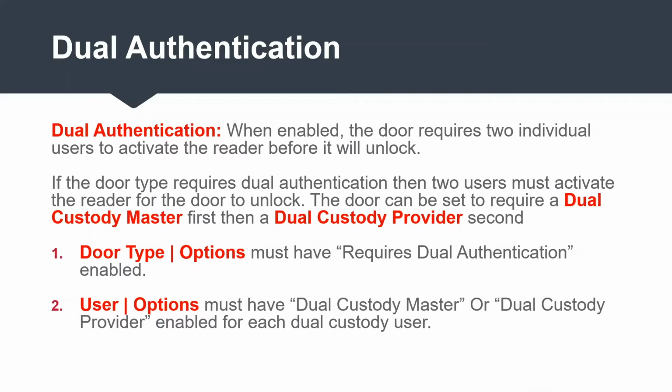So the basic areas you're going to go to in the software for this is under door type, under options in the door type page. And then you're going to go to the user options tab to actually say which users have the requirement of a dual authentication. So you do the general setting in door type, and then you do the specific user setting under the users. Let me just show you that.